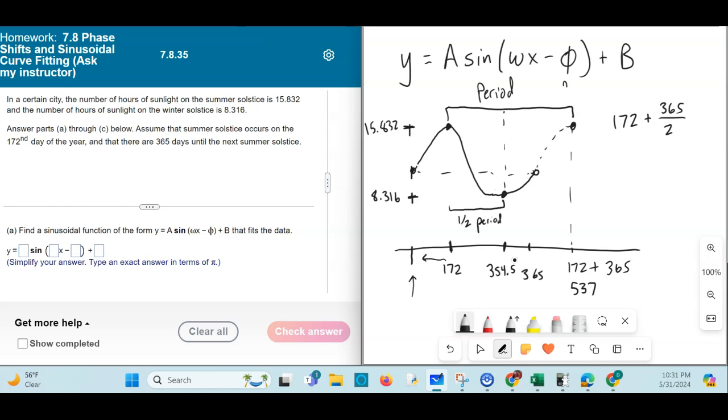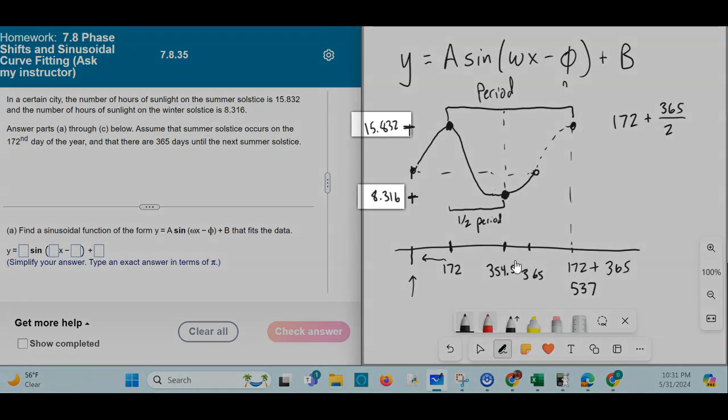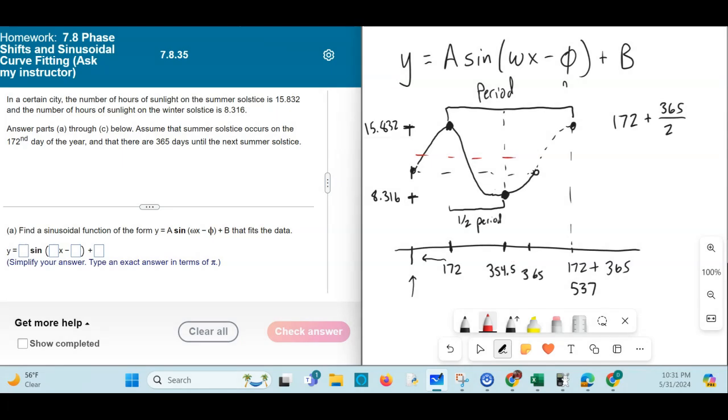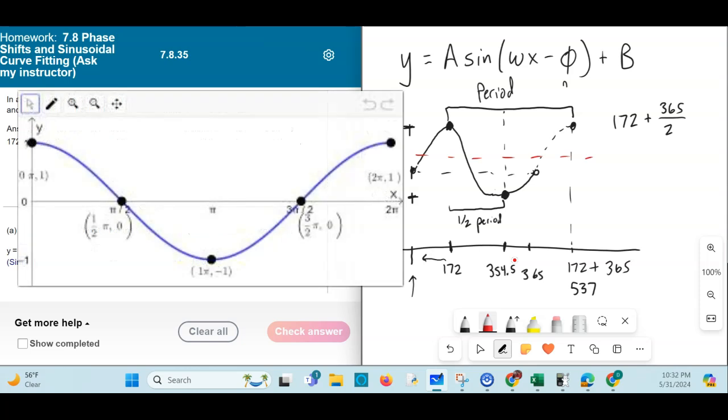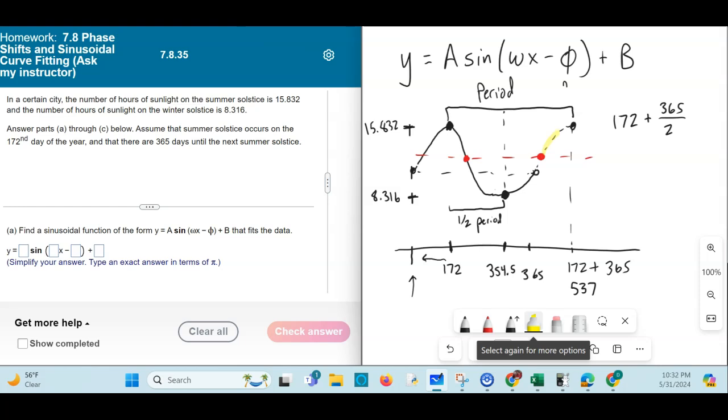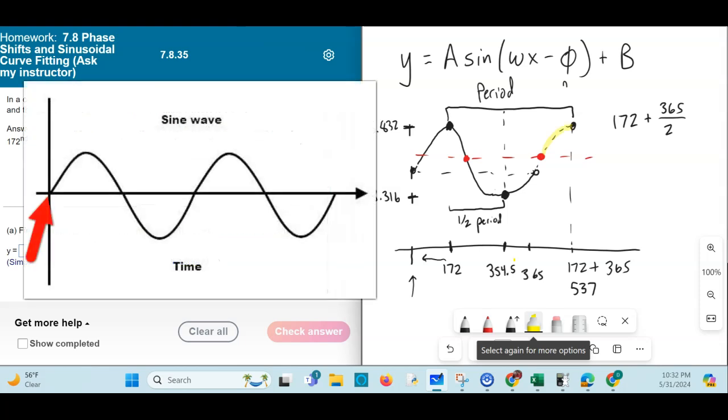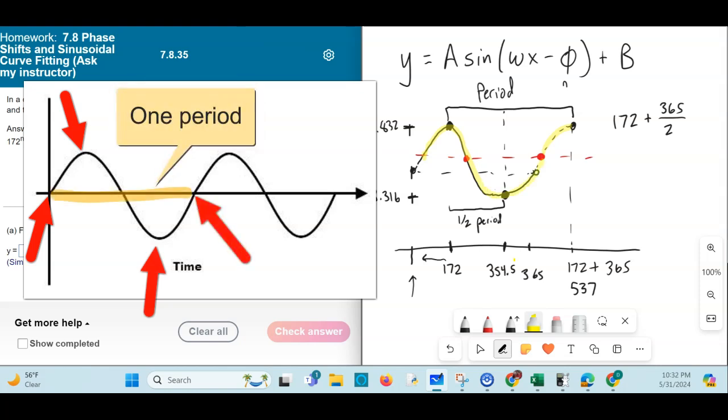But what we have to do is figure out the midline, and we can do that by the average of these two. That'll give us the line that cuts this thing right down the middle. And the reason why that's so important is because halfway between the max and the min is the midline intercept. Halfway between the min and the max is the midline intercept. And if you recall, this is the way the sine wave begins. It starts at its midline, and it rises and then falls and then goes back to the midline.